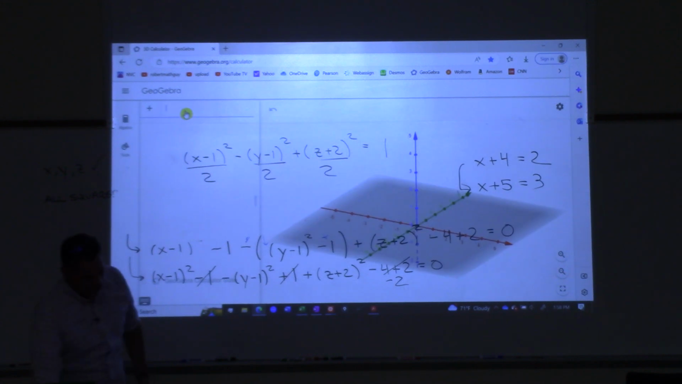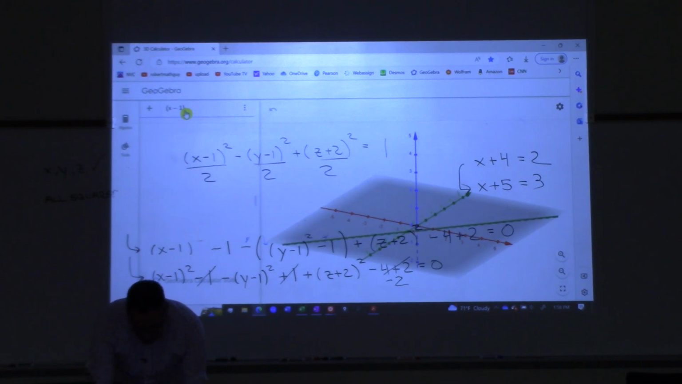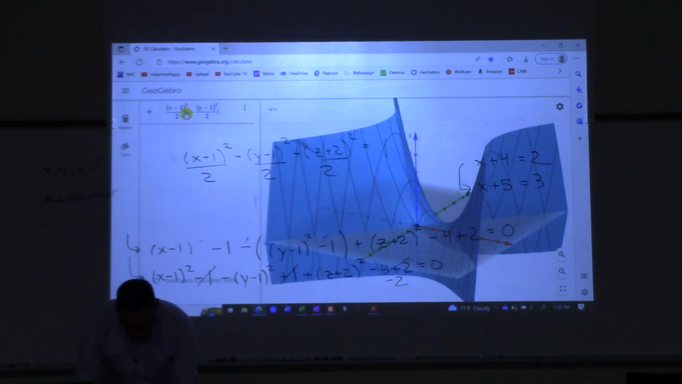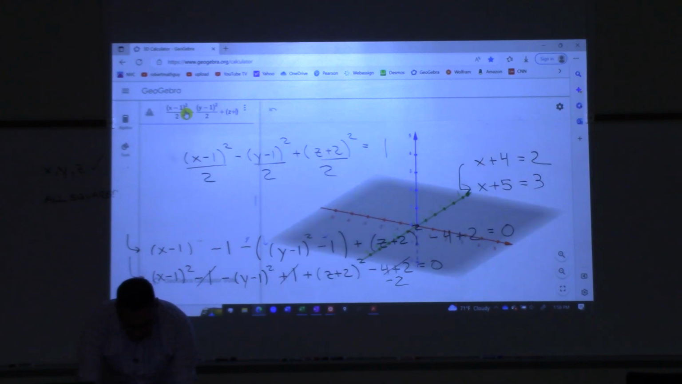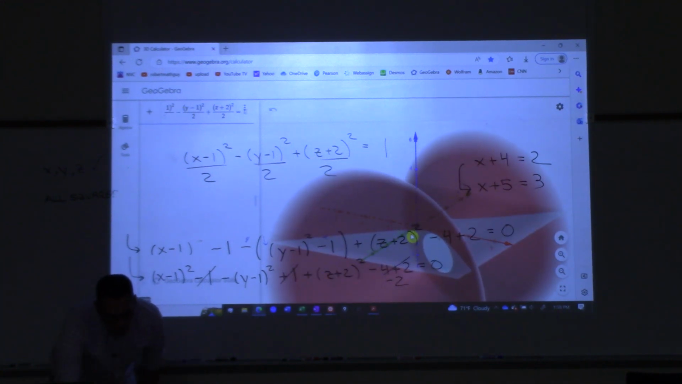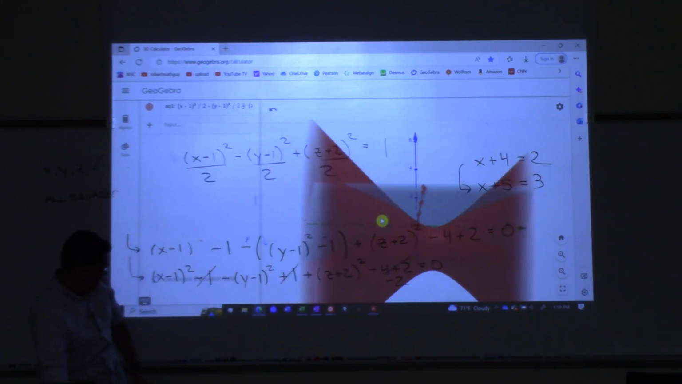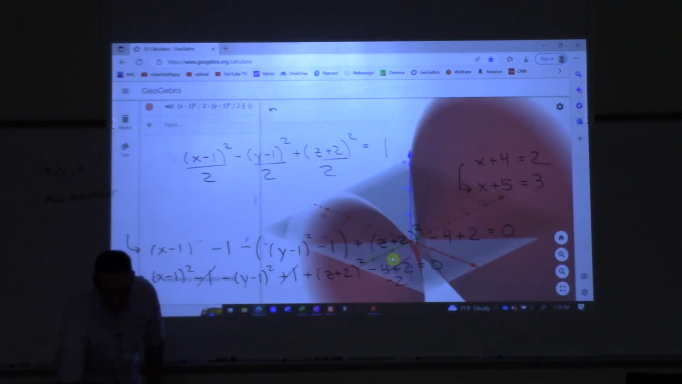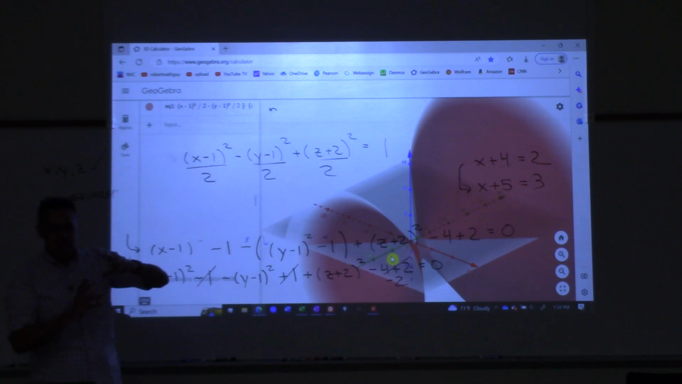So I'm going to try this. I've never put this in here before. Well, I haven't done it in a long time. So we got x minus 1, that quantity squared, divided by 2, plus, minus y minus 1, that quantity squared, divided by 2, plus z plus 2, that quantity squared, divided by 2 equals 1. There it is. Watching the process of that gave me anxiety. Yeah, seeing it trying to adapt to what I'm typing in, right?